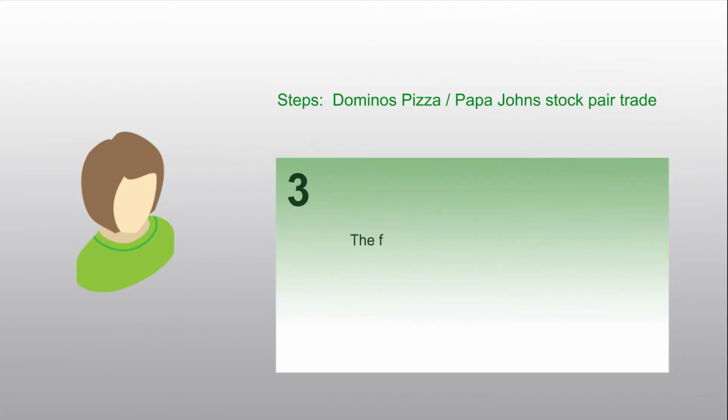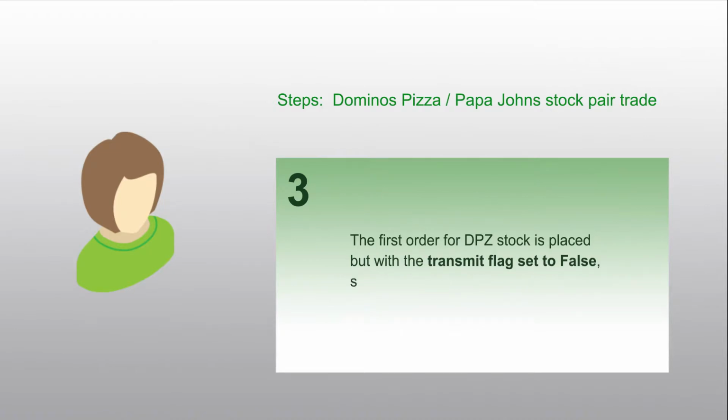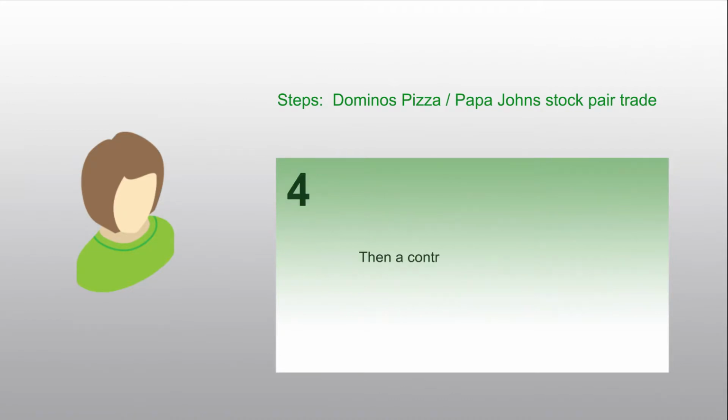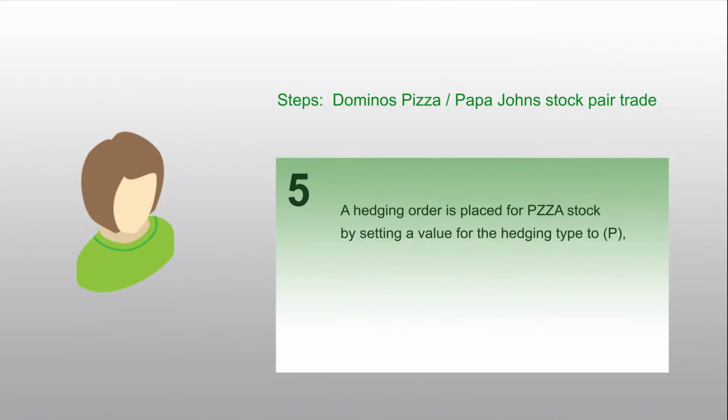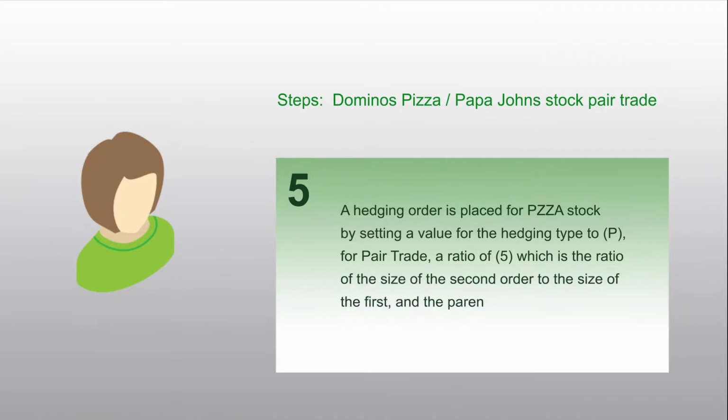Next, the first order for DPZ stock is placed, but with the transmit flag in the API order class set to false, so that the order is not sent to the IB server before the second order is attached to it. Then, the trader creates a contract object for Papa John's stock, symbol PZZA. Finally, a hedging order is placed for the PZZA stock by setting a value for the hedging type to the letter P, which stands for pair trade, a ratio of 5, which is the ratio of the size of the second order to the size of the first, and the parent order ID, which was used in the step 3 in order to link the two orders together.